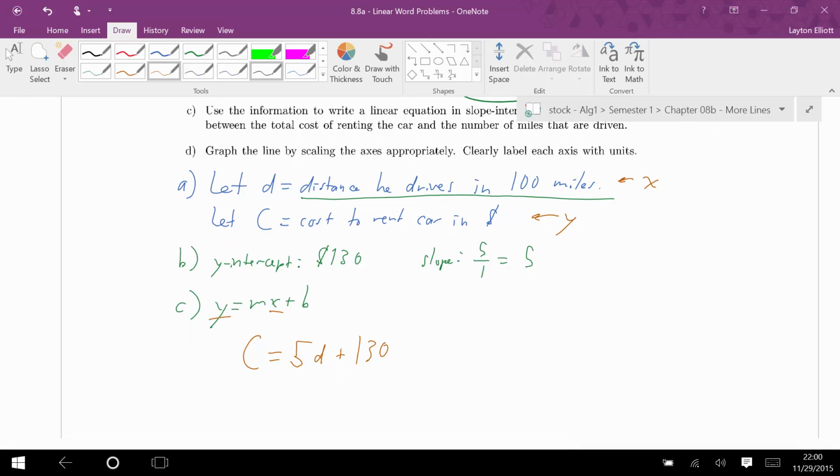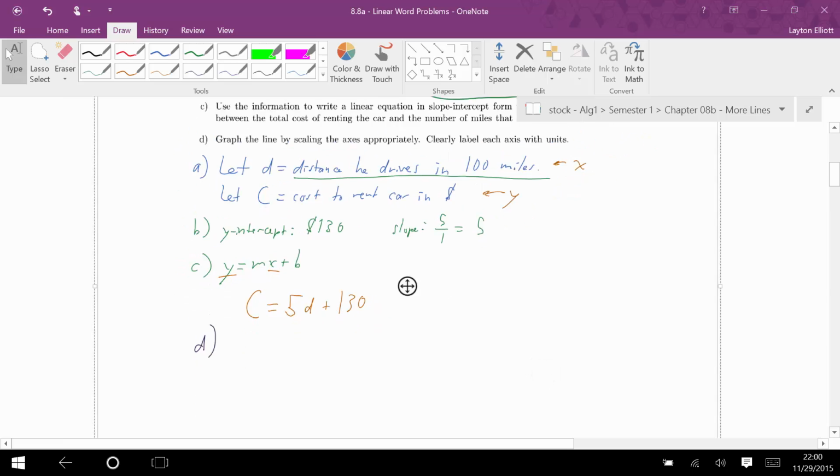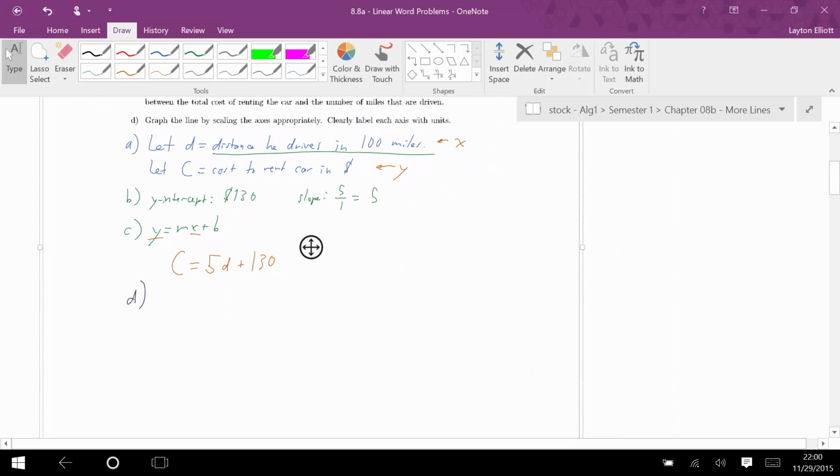Then next step. Let's go step D. It says graph the line by scaling the axes appropriately. Clearly label each axis with units. Well, what I can do here is just do a little t-chart. I'm going to have D and C. And for the D, at 0, I have to spend $130. At 100 miles, I have to spend $135. At 200 miles, I have to spend $140, and you can see what's happening here.